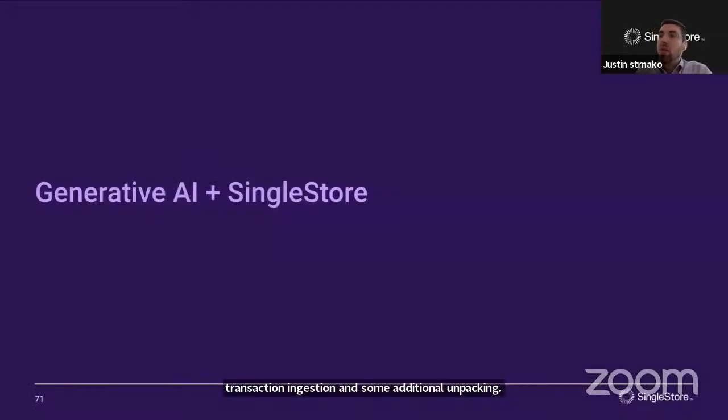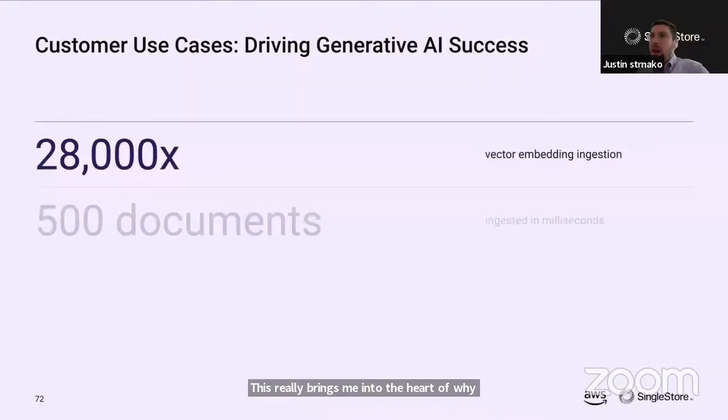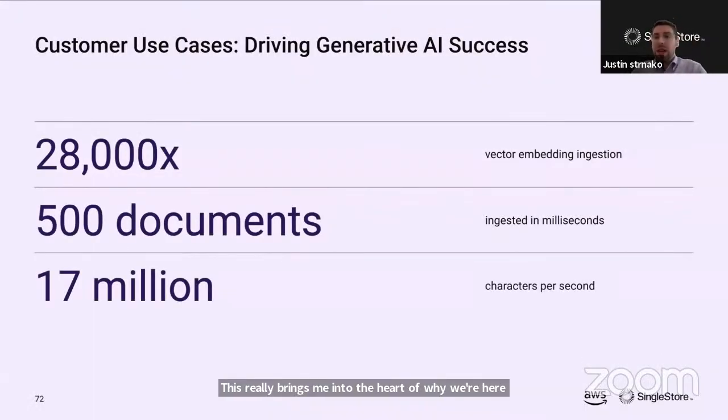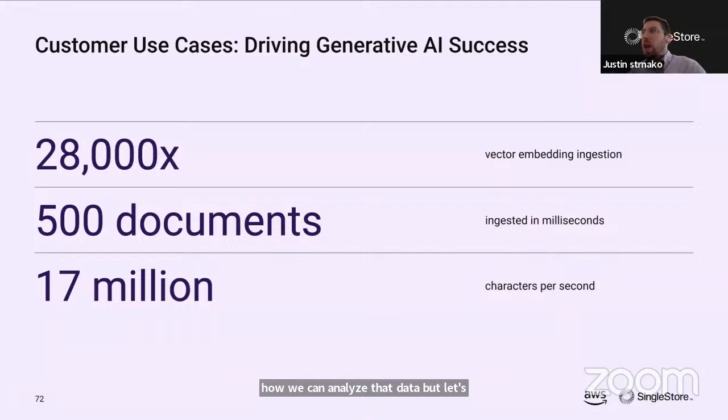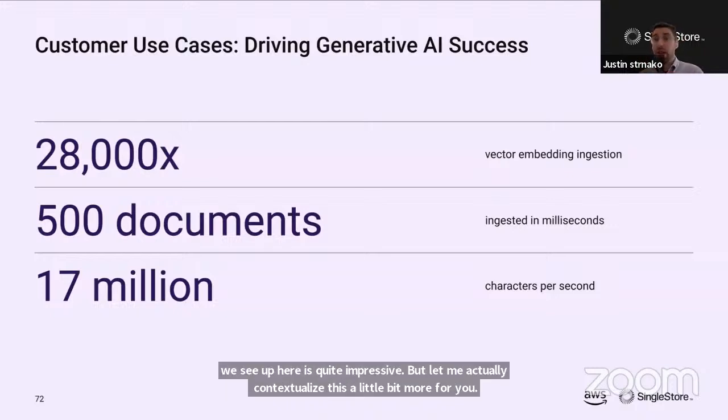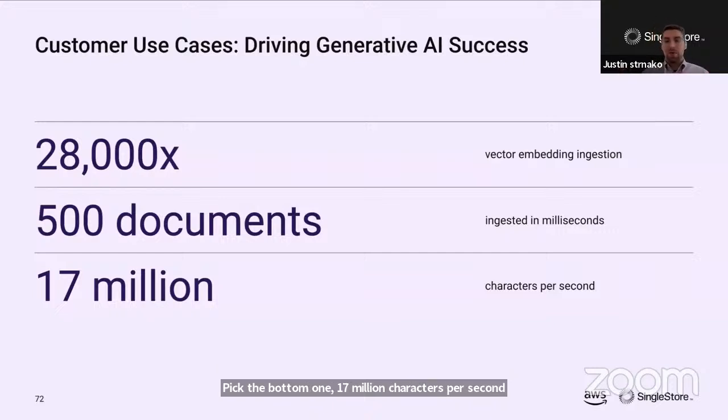And so this really brings me into the heart of why we're here today, and that's on the generative AI side. Okay? I've talked a lot about how SingleStore can actually take a lot of this data in, how we can analyze that data. But let's put this in the lens of AI and vectors. What we see up here is quite impressive, but let me actually contextualize this a little bit more for you. Take the bottom one, 17 million characters per second. Sounds like a big number, right? But what does that ultimately translate to?